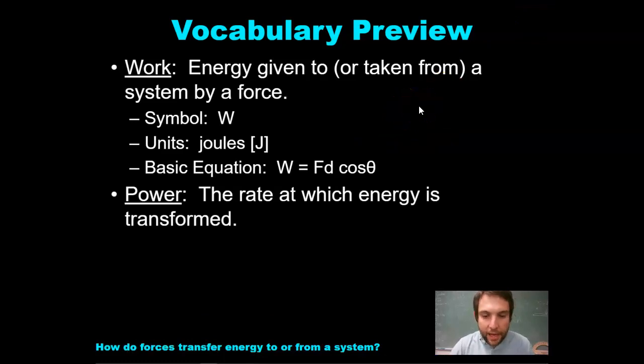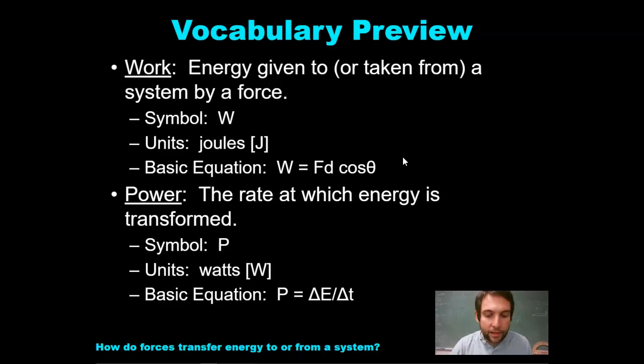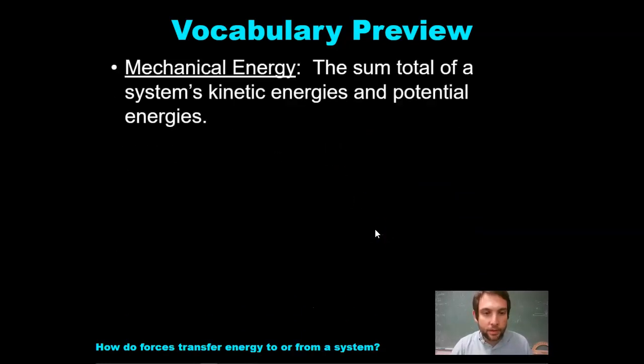Power is the rate at which energy is transformed. Symbol capital P. The units are the watt. And the basic equation is power is the change in energy over time.